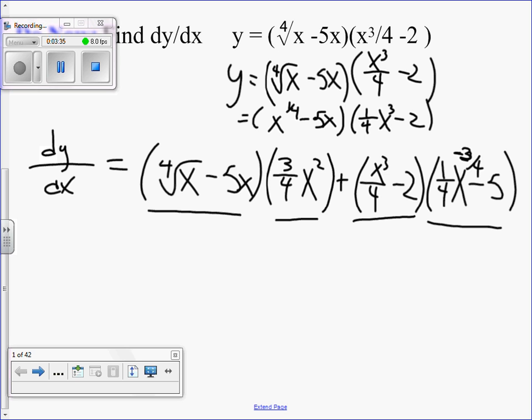A question on any of that? How about that derivative of the first? Are we okay with that? We had to bring down the fourth, so it's 1/4. You write x, and you subtract 1 from the exponent. 1/4 minus 4/4 is negative 3/4. Good? Yeah? Well, we'll see. We'll be doing some more practice here. Okay.